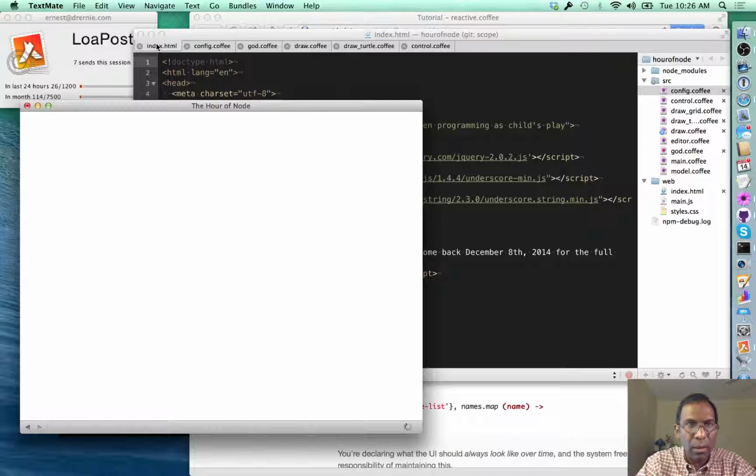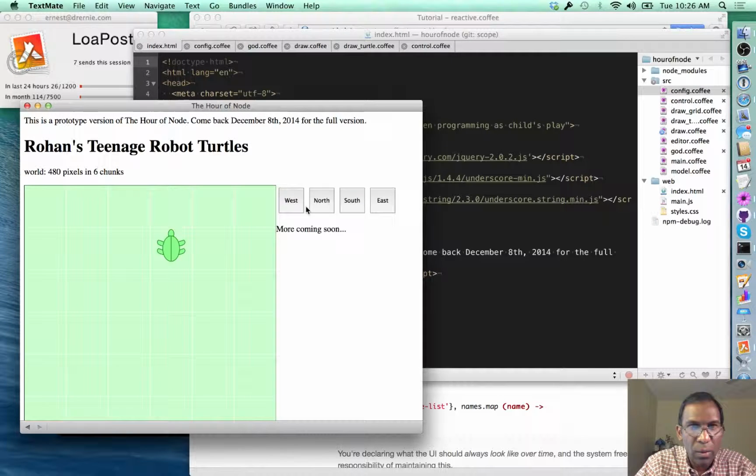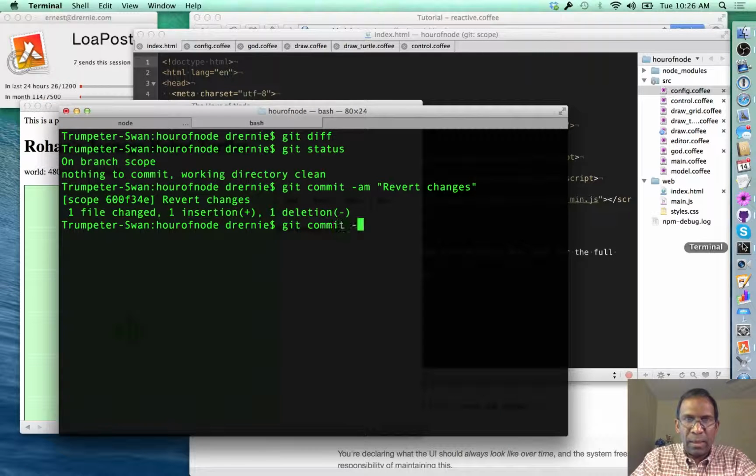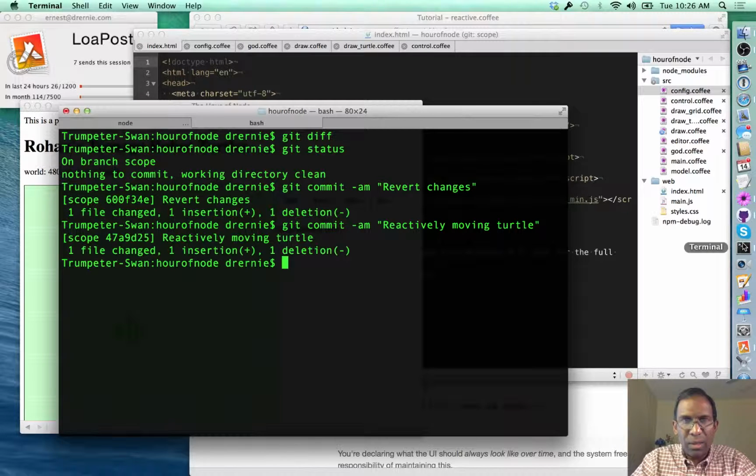And woohoo! Yay! We gotta move a turtle! Woohoo! Awesome! So happy! We have a reactively moving turtle. Woohoo! Happy moment.